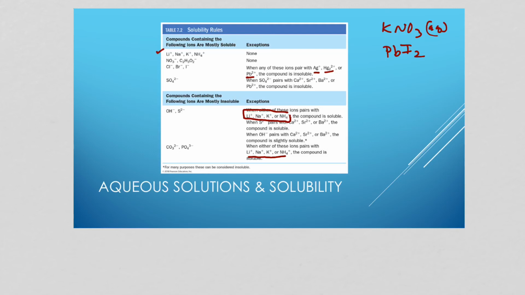So what about lead iodide? Well, we have a rule for I- right here. So we have I-, so it's going to be soluble unless it's paired with silver, mercury, or lead 2+. So right there we see that this compound is going to be insoluble because the iodine is paired with lead 2+. So that gives me PbI2 is going to be a solid, or it's going to be insoluble.